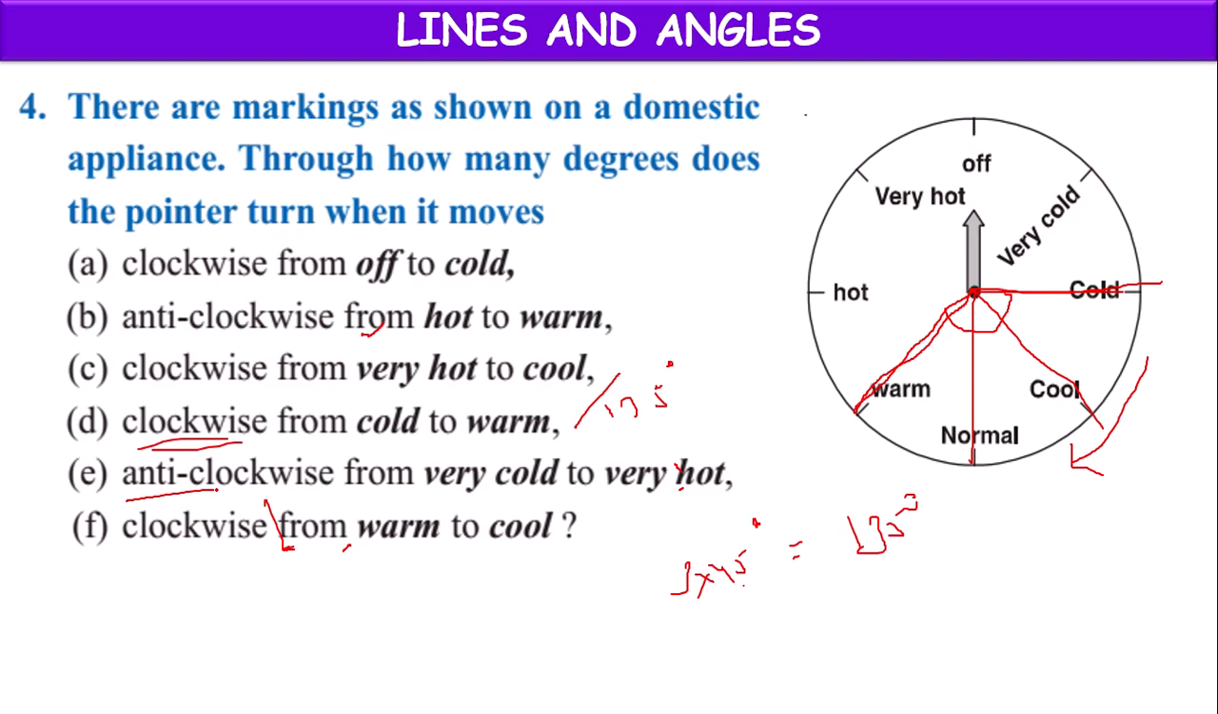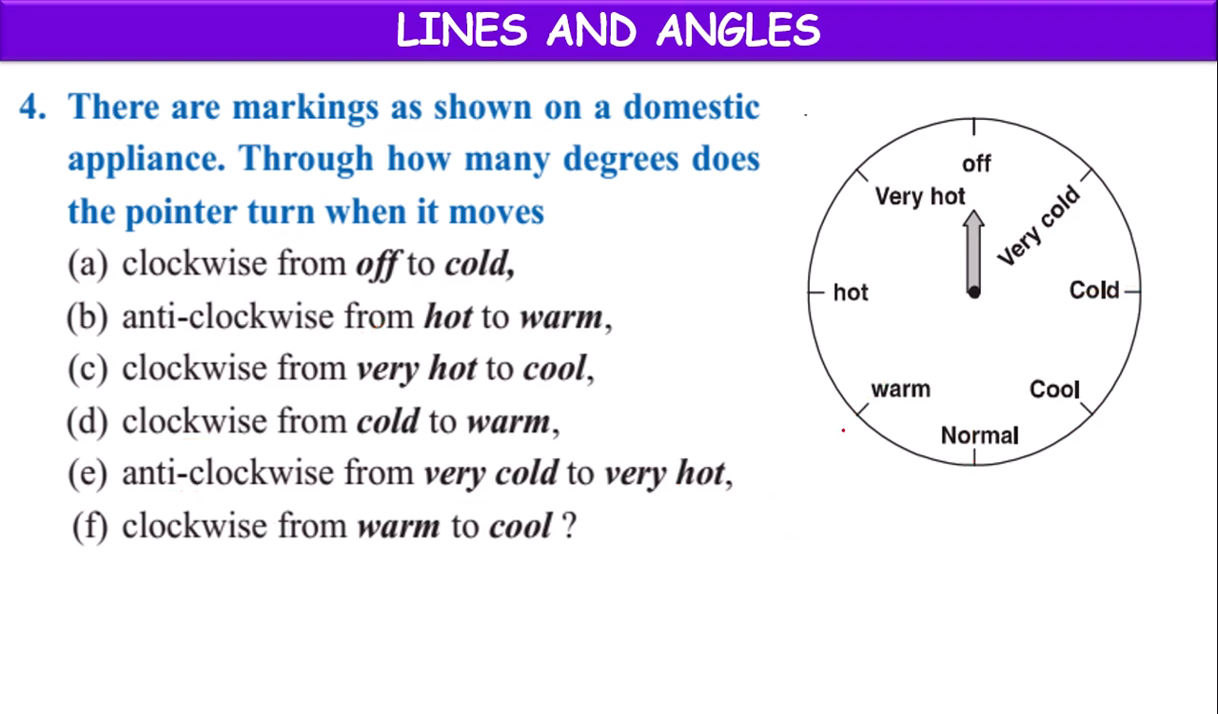Next, anti-clockwise from very cold to very hot. Very cold means this marking, to very hot, this line. But in what direction? Anti-clockwise means in this reverse direction. Clockwise means this total angle will come, but anti-clockwise means only this angle we have to consider, which is equal to 1, 2 parts, means 90 degrees.